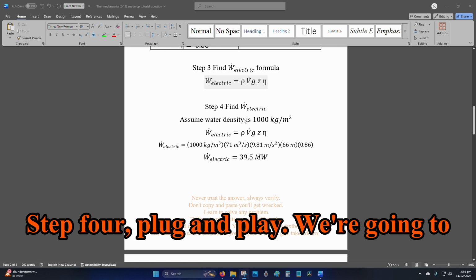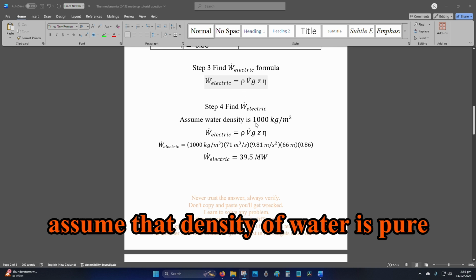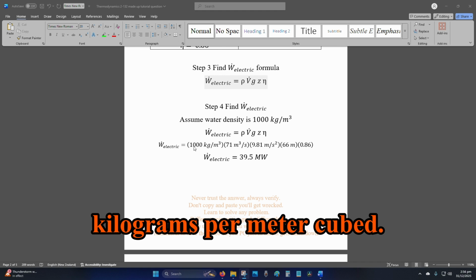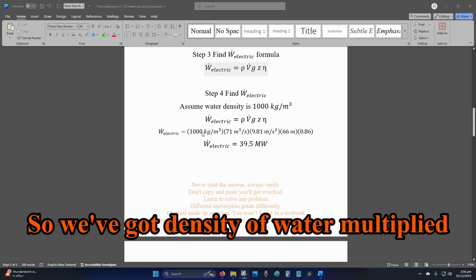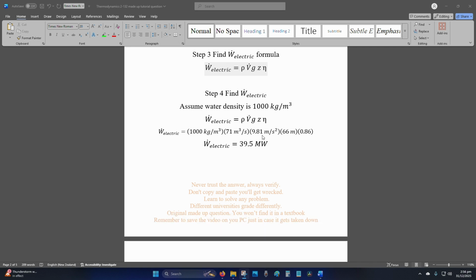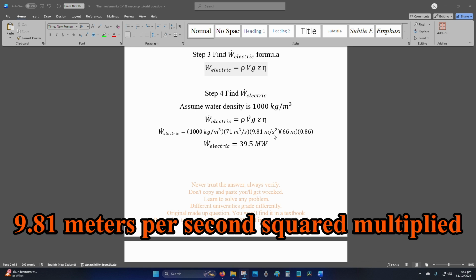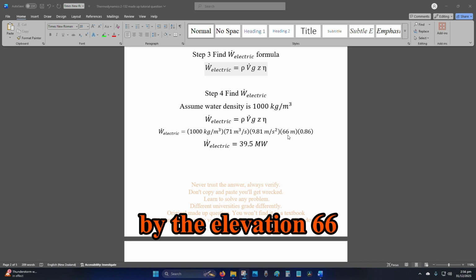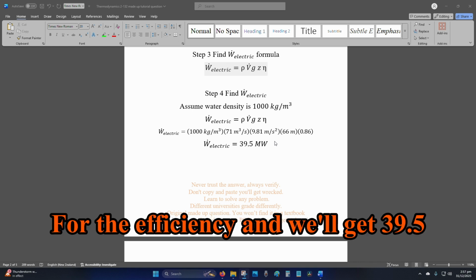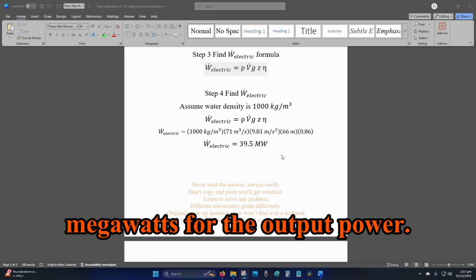Step 4, plug and play. We're going to assume the density of water is pure water, which is 1000 kilograms per meter cubed. So we've got density of water multiplied by volume flow rate, V dot, multiplied by gravity, 9.81 meters per second squared, multiplied by the elevation, 66 meters, multiplied by 86% for the efficiency. And we'll get 39.5 megawatts for the output power.